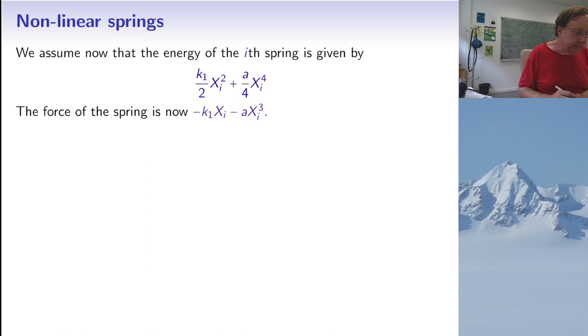All right, so now let us make the system a bit more complicated. So what I'm going to do is assign to the vertical springs a different energy. So the springs are no longer linear, they are non-linear. So I still have the linear part here, and I have a part which in the energy is of degree 4, so a over 4 xi to the 4. And in that way, the spring force will be given by minus k1 xi minus a xi to the 3. So I've written here a over 4 to have a instead of 4a, but okay, that's not really important.